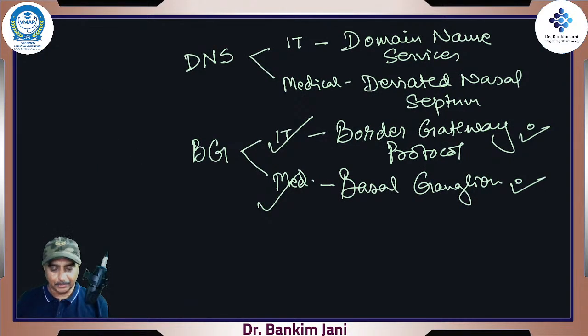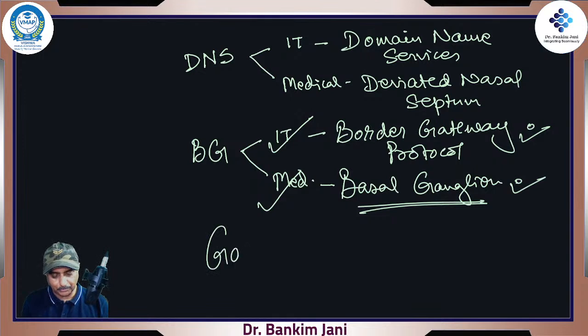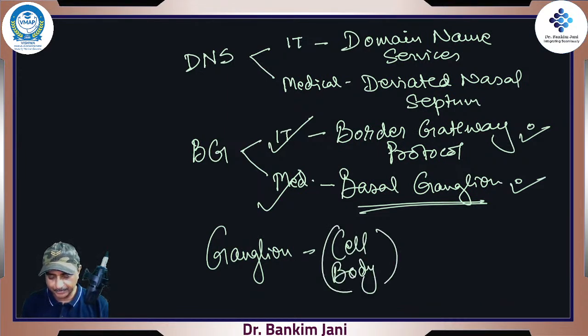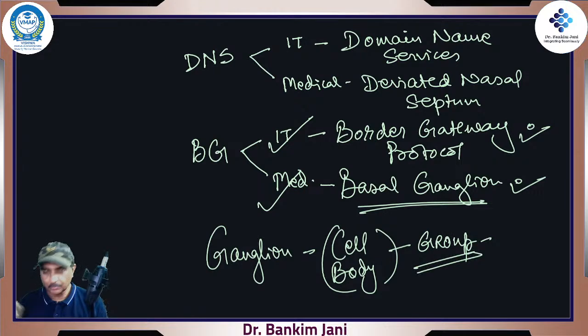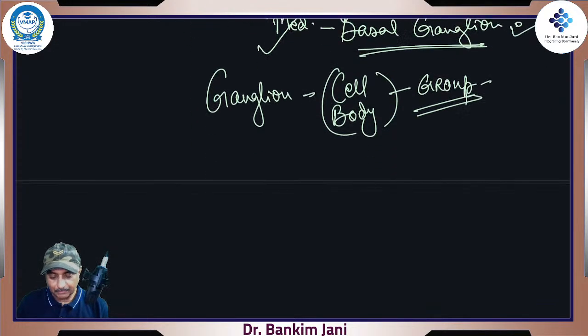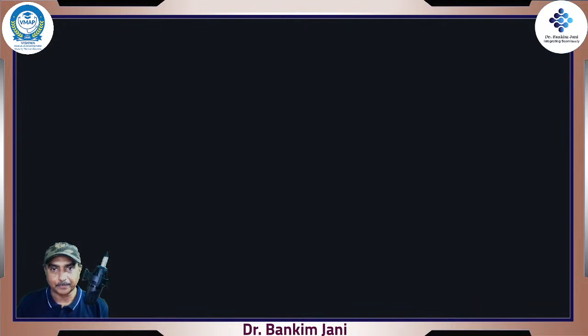Okay, so that's the topic for today, the basal ganglia. As we know, ganglion means cell body, so over here it is a group of cell bodies. That's how the ganglion is there. Same case when we talk about the basal ganglia.